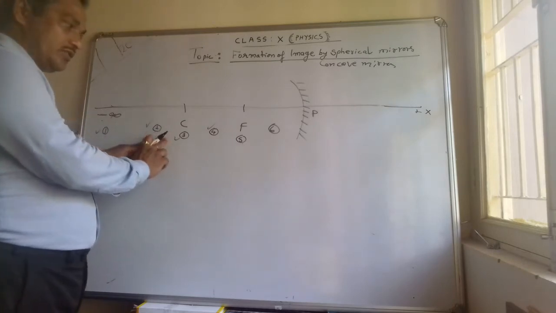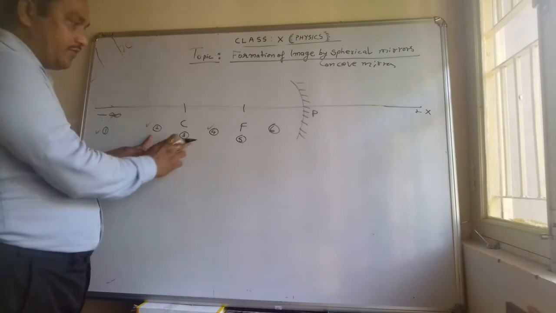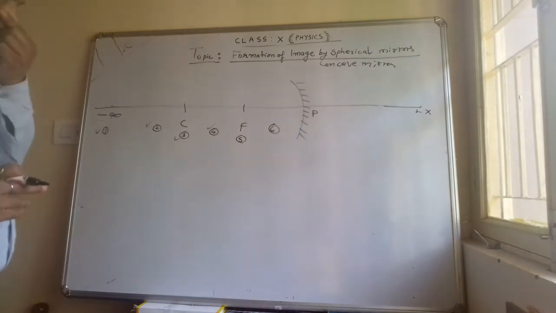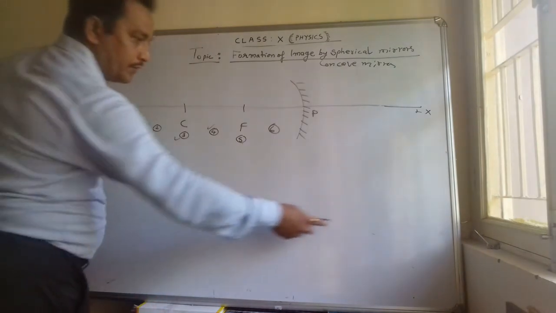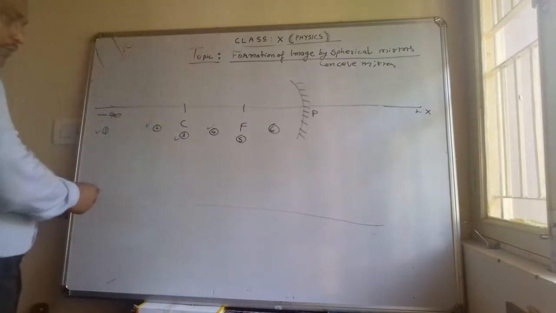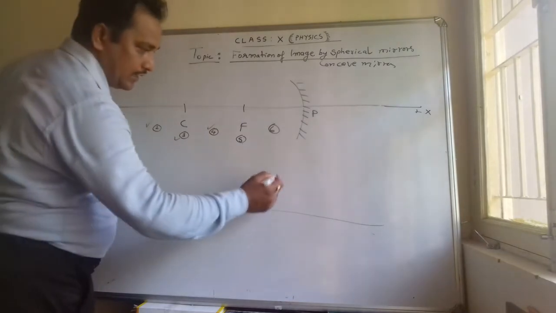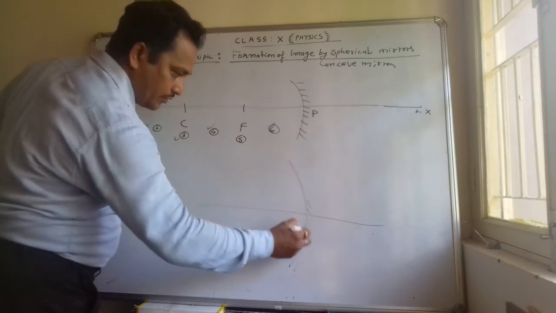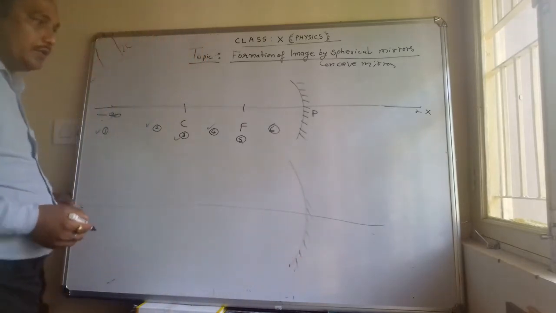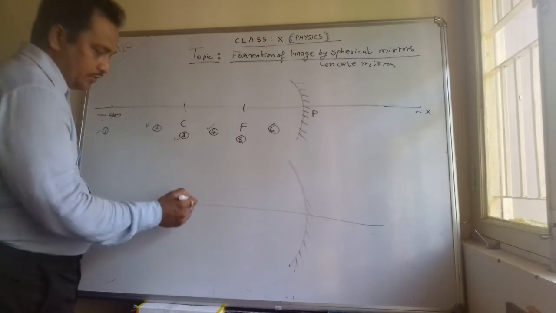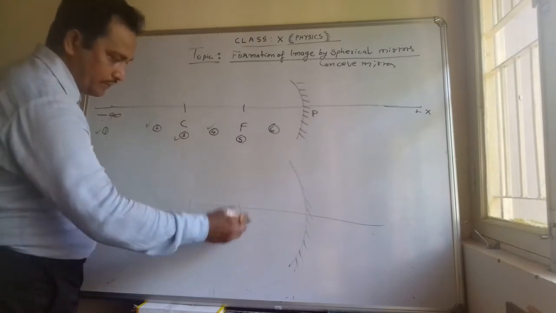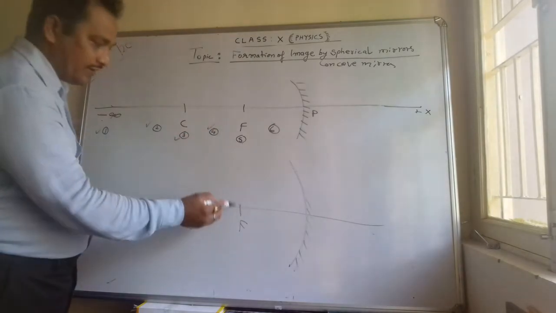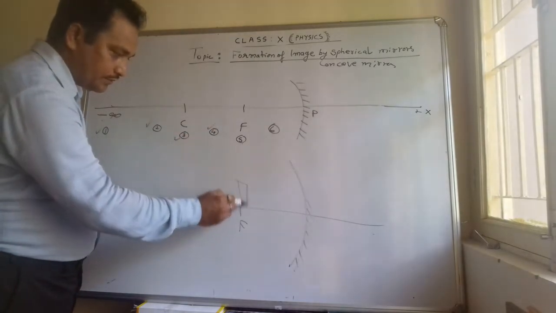As in the case of beyond C, it was between C and F, and when it was between C and F, it becomes beyond C. Okay. So this is the principal axis, and this is a concave mirror we can draw, and then this is C for example, this is F, and the object is placed at F. Here is the object.